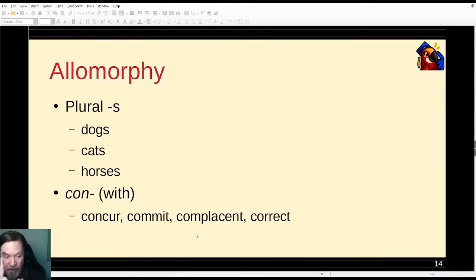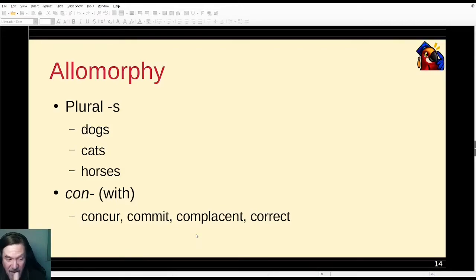We consider it to be one morpheme. The reason we consider it to be one morpheme is that it's three variations of the same form, and we can predict which variant will appear by the surrounding context. In other words, if there is a voiced sound immediately before the plural marker, like a voiced stop, we voice the plural marker. If it's an unvoiced sound, then we devoice the plural marker.